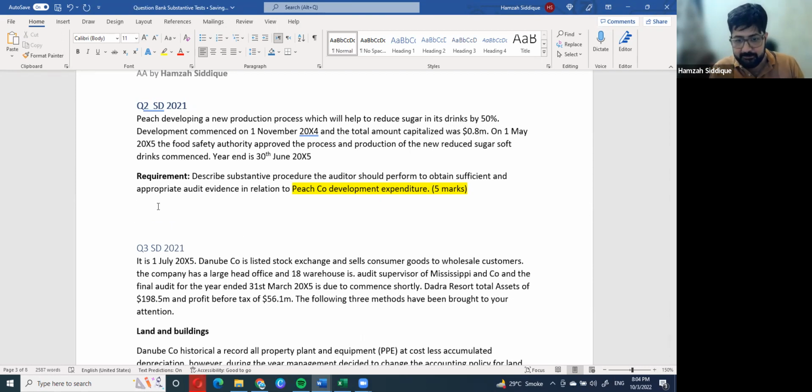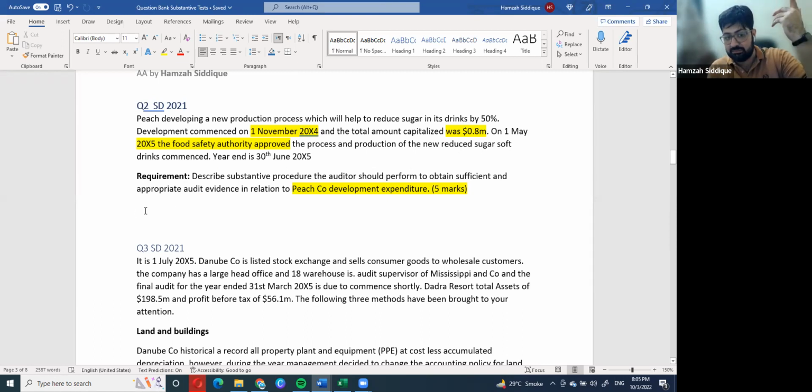Now, total amount capitalized was this. Development commenced on 1st November 2024, right? On 1st May, they approved the process. Good. Now, this is the question in which we find something scenario-based. The total amount capitalized. Food Safety Authority approved. Two procedures minimum can be written on it, one on each.